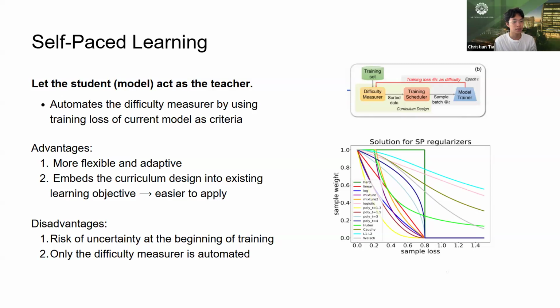Number one, it has the risk of uncertainty at the beginning of training, because at the beginning of training, you can't really consider the model to be good at deciding what's difficult or not, because the weights are all initialized randomly. So the loss at that stage could not really be very valuable. So there is some uncertainty at the beginning. Another disadvantage is that only the difficulty measure is automated. We're not automating the training scheduler. That's still defined by the researcher.